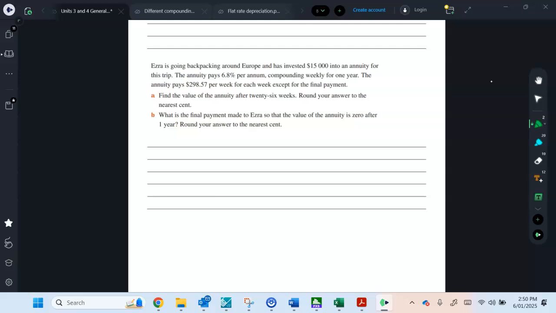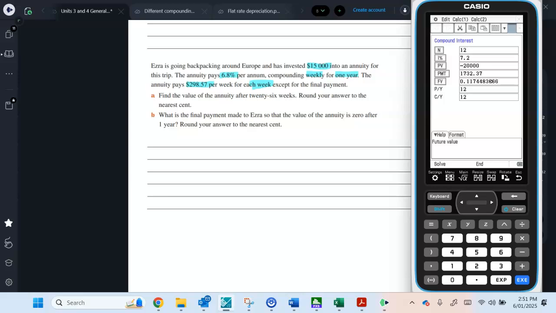Ezra is going backpacking around Europe and has invested $15,000 into an annuity for this trip. The annuity pays 6.8% per annum, compounding weekly for 1 year. The annuity pays $298.57 per week, each week, except for the final payment. All right, find the value of the annuity after 26 weeks. I feel like these are getting very repetitive. I also realized there are harder questions, so we might do a different video.